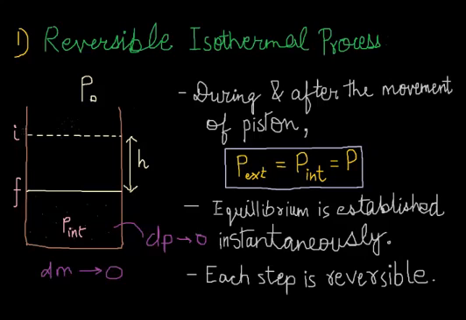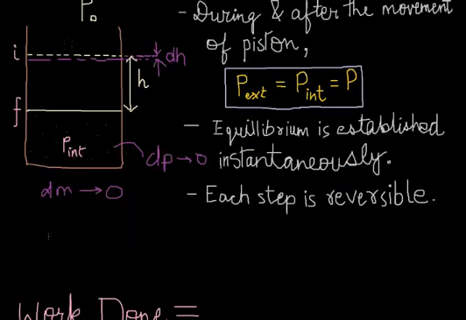Also, the piston sinks down by a distance dh. Let's say that the piston has sunk down by this much amount. I'm exaggerating the view for better understanding, but this distance to which the piston sinks down is very small. Let's call this distance dh. So dh would be very small.